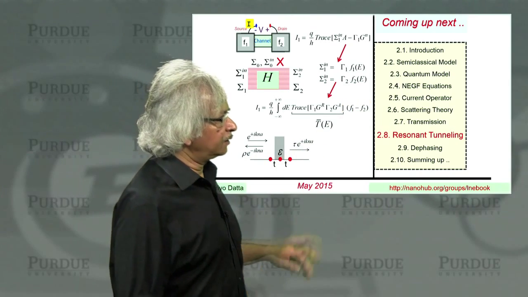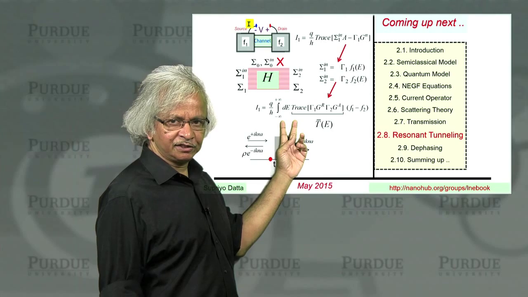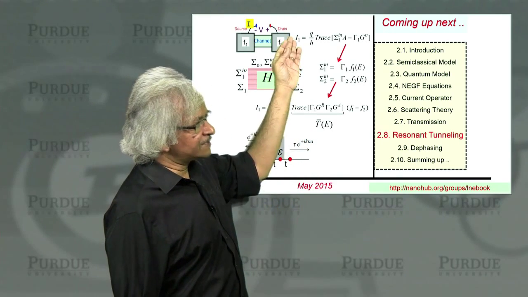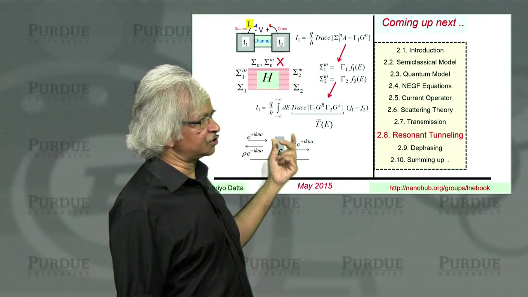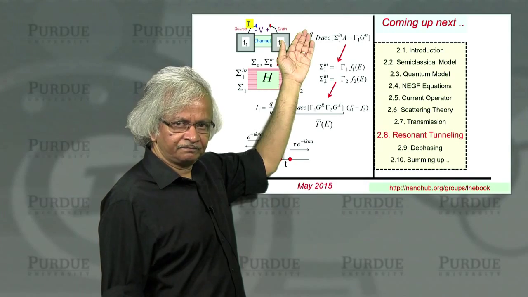And remember, here I've explicitly shown the integral over energy. By and large, I have not been doing that. Here, for example, this is current per unit energy, and it's understood that we should have an integral over energy on this one as well.